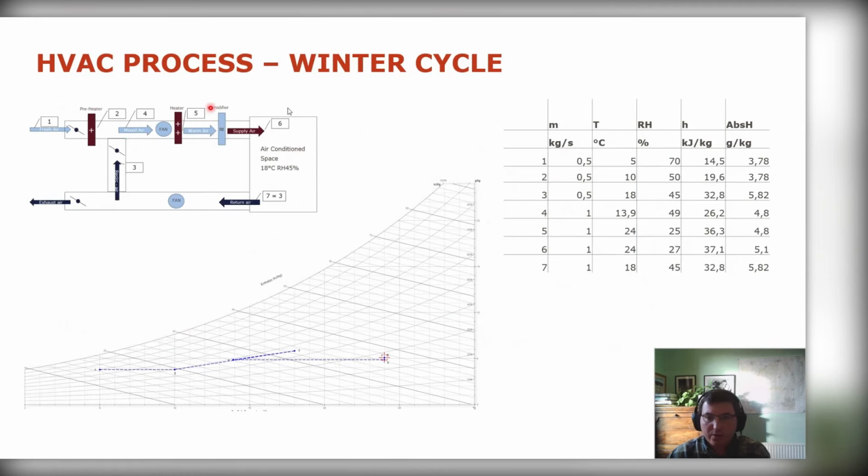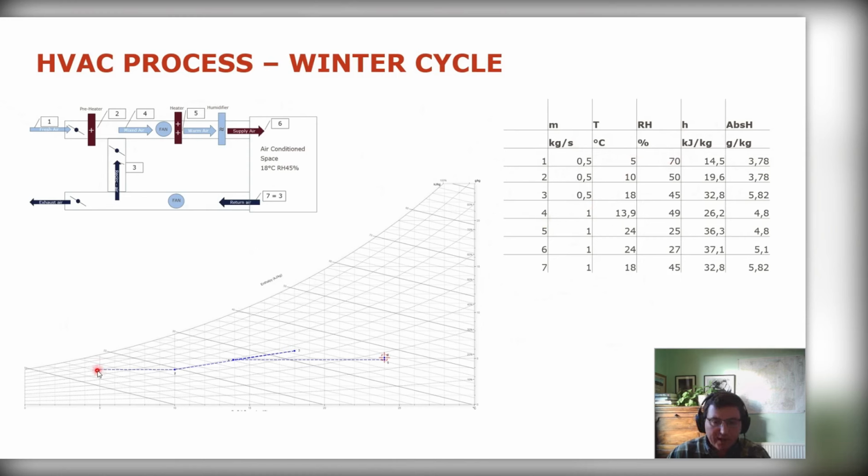Let's have a quick look at how that would look on a psychrometric chart. By the way, fresh air, point 1 over here, the conditions are 5 degrees and relative humidity of 70%. As you can see, I've plotted here the values that I'm particularly interested in: dry bulb temperature, relative humidity, enthalpy, and the absolute humidity in grams per kilogram. And this is the mass flow rates. I've kept them easy, 1 or 0.5 kilograms, so 50% recirculation, 50% fresh air uptake.